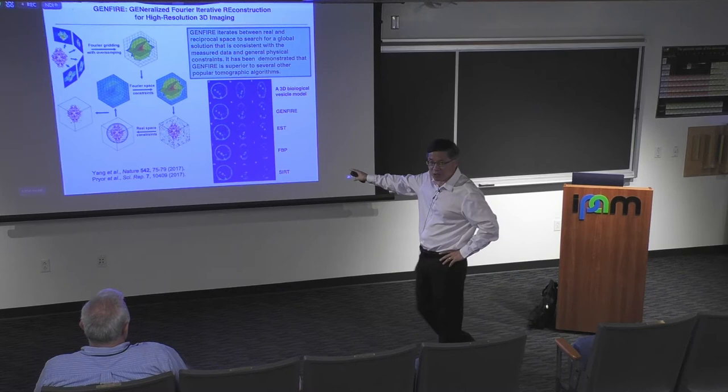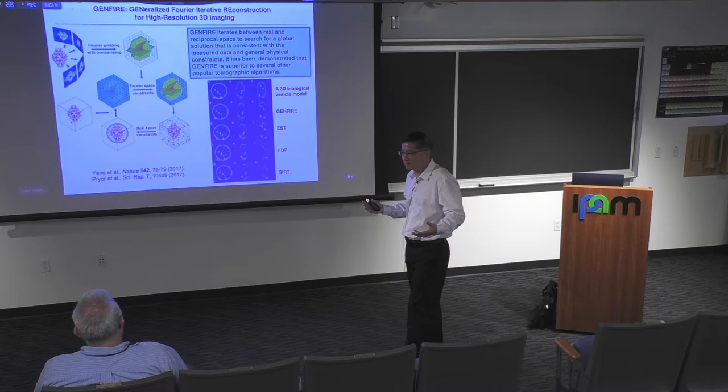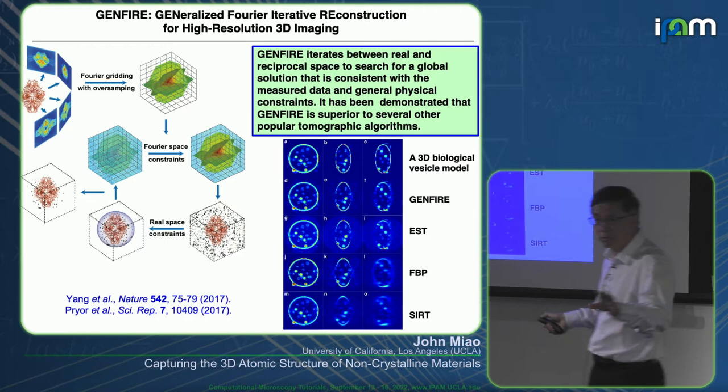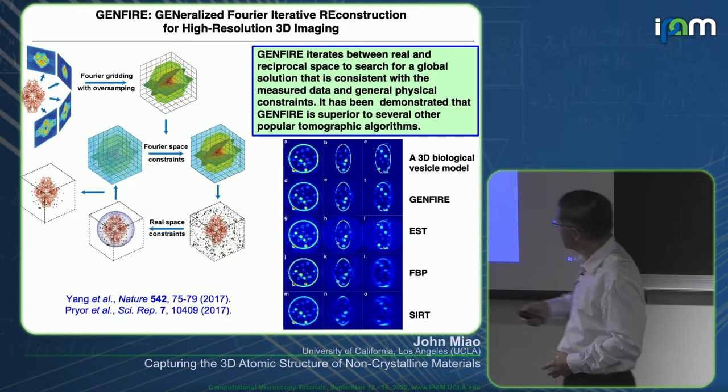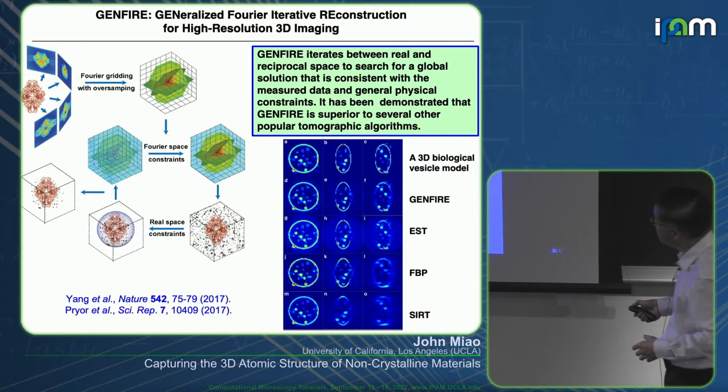Because my goal for this talk is to focus on atoms. But it turns out atoms and cancer are related, similar from the mathematical algorithm point of view. There's no difference, right? So we develop algorithms. We continued with EST, which was many years ago, 2005, and in 2017 we developed GENFIRE, generalized Fourier iterative reconstruction algorithms. I already mentioned it in my previous talk. We borrowed some ideas from CDI, iterative algorithms, and we can do much better than others. And lately we collaborated with Stan Osher and Mary Min, and we call it real and reciprocal space iterative, which can be even slightly better than GENFIRE. So we continue to improve the reconstruction algorithms.